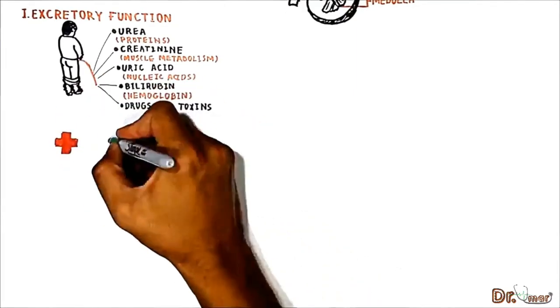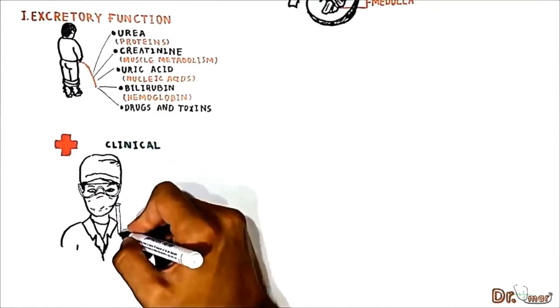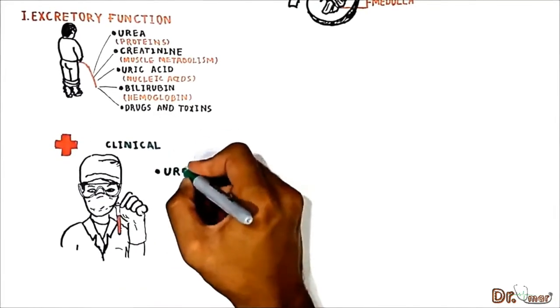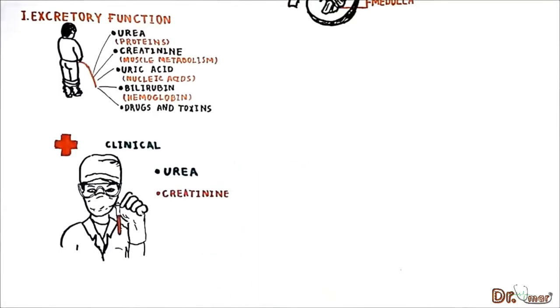In clinical practice, in order to determine the functional capability of kidneys, you have to take a look at the urea and creatinine level of the blood. But you have to know this very important point here.